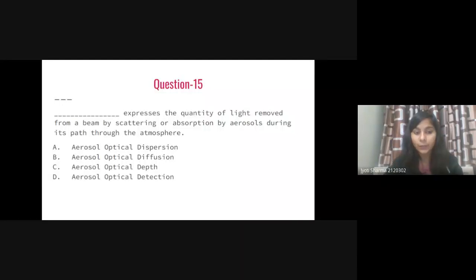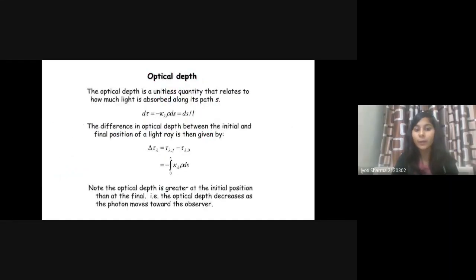Aerosol optical depth. Note, not aerosol optical dispersion. Optical depth is a unitless quantity that relates to how much light is absorbed along its path. Some aerosols will absorb gases, and some aerosols will absorb light, and because of the scattering and absorption by these aerosols, your light intensity will be reduced. Such things can be calculated using optical depth. Note that optical depth is greater at the initial position than at the final. So optical depth will decrease as the photon moves towards the observer.